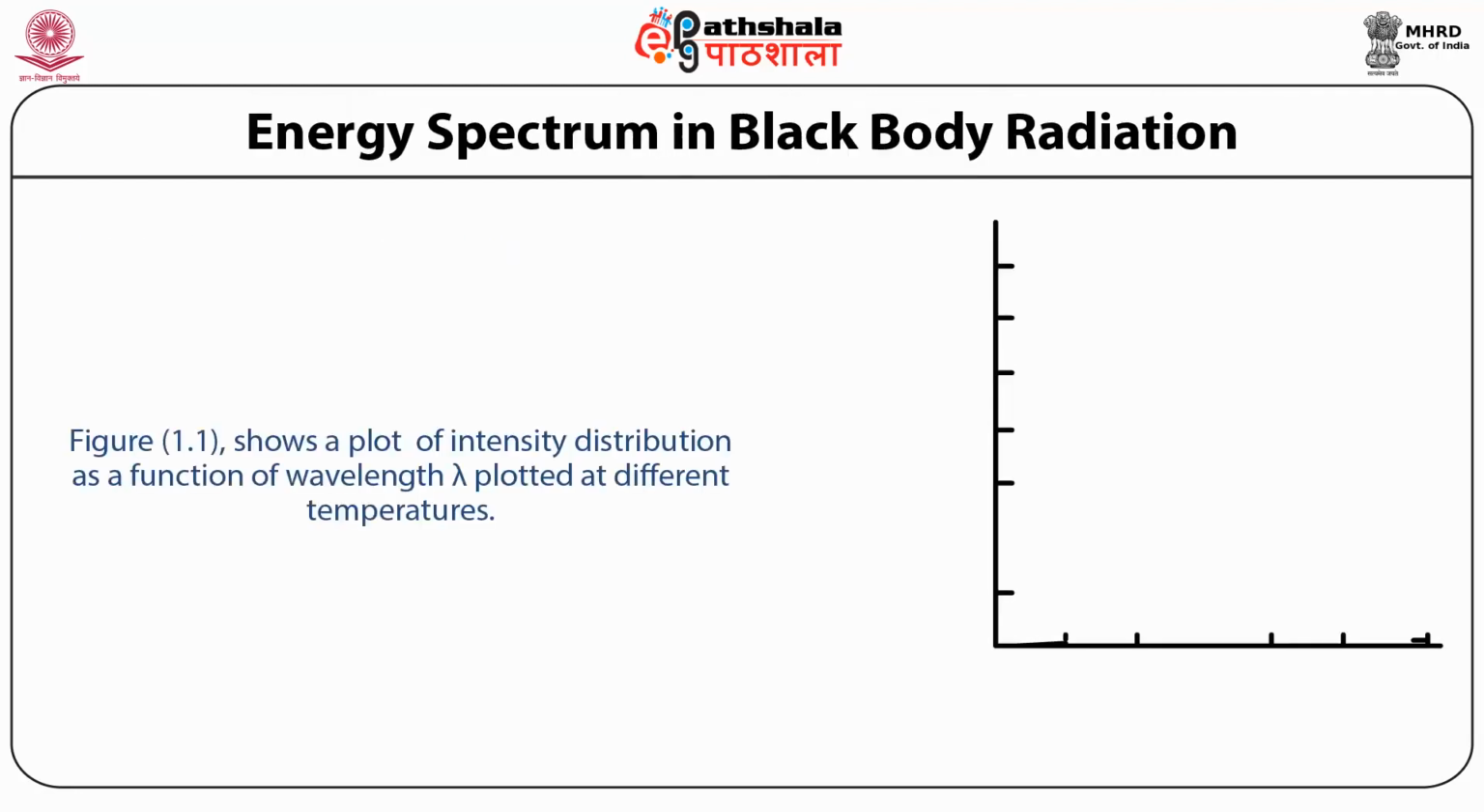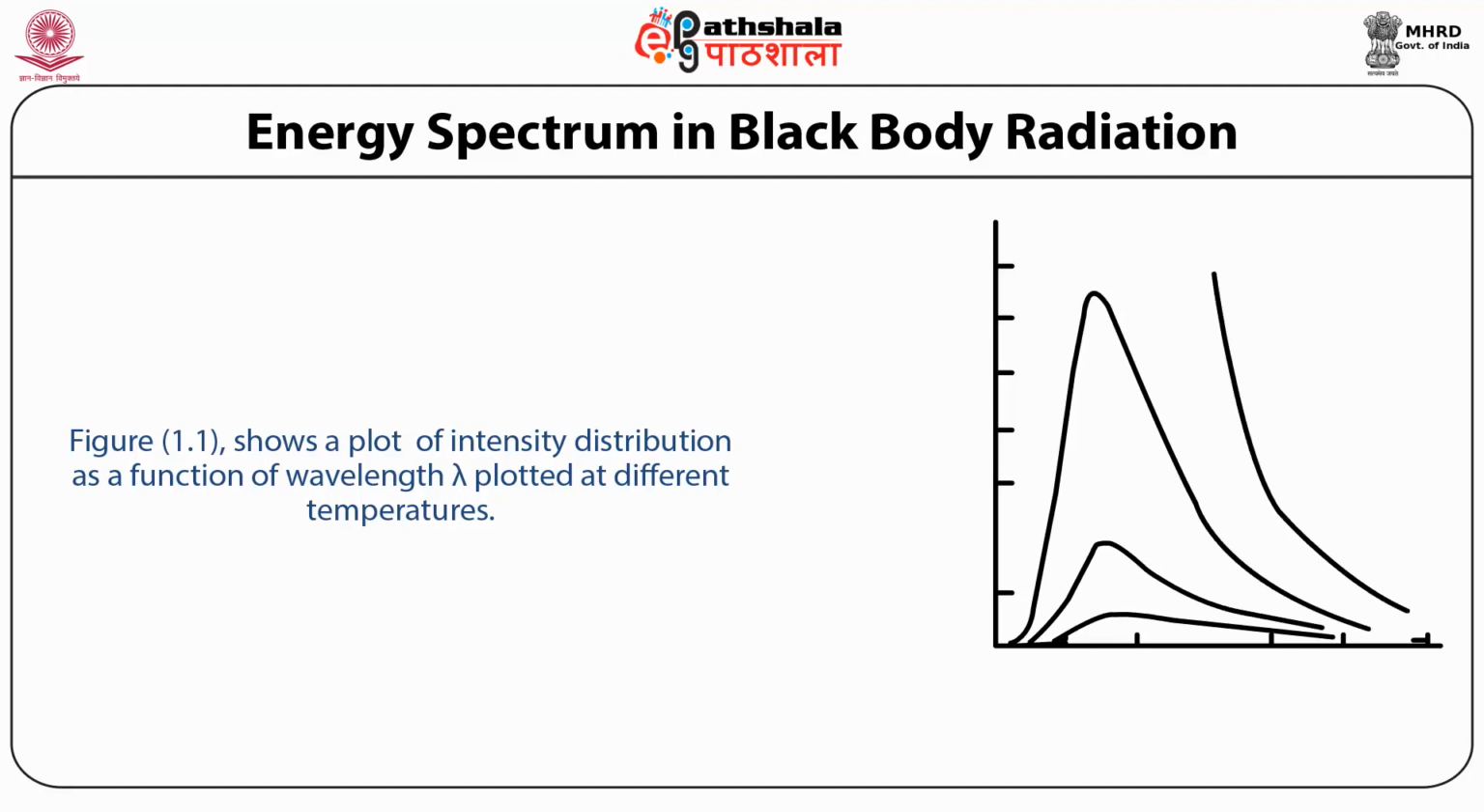Figure 1.1 shows a plot of the intensity distribution as a function of wavelength λ, plotted at different temperatures. The figure clearly depicts that this intensity distribution first rises to a maximum and then falls off as the wavelength increases. The maximum of the distribution curves shifts slightly towards the lower end of the wavelength as temperature increases.